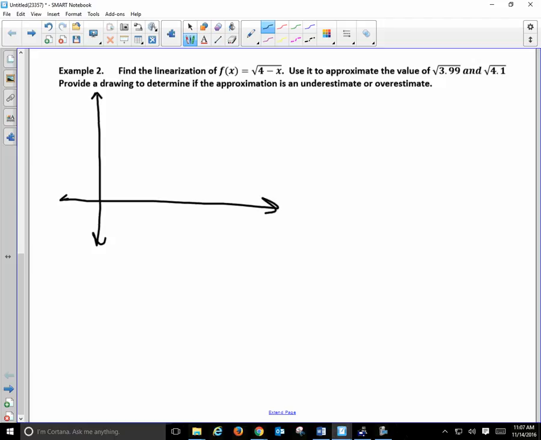Shifted to the right. How many units? 4. And will it head off to the right, or will it head off to the left? The left, due to the negative in front of the x, it is a horizontal reflection. Very good.